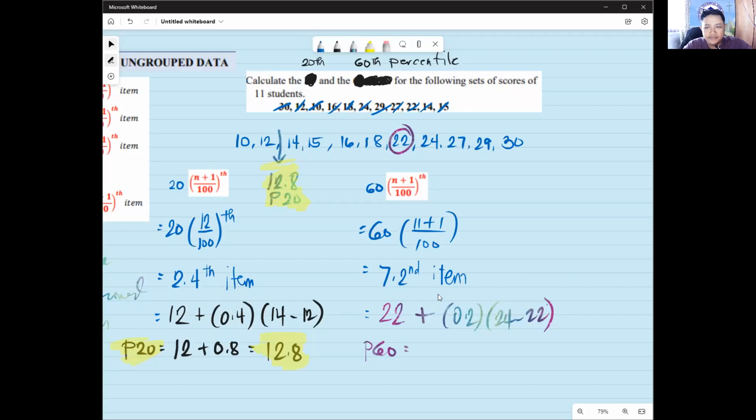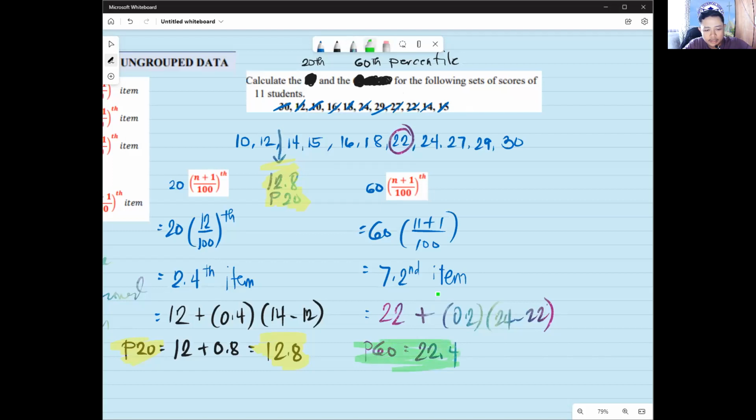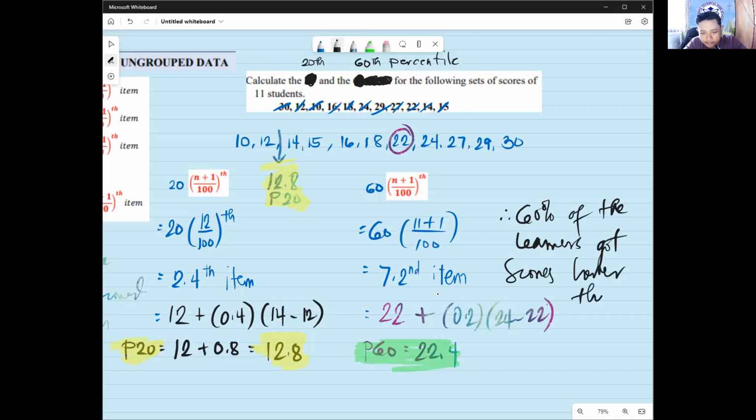Okay. Very good. I'm happy that you're getting the process. So the answer here is 22.4. This is our 60th percentile. Therefore, we can conclude here that 60% of the learners got scores lower than 22.4.